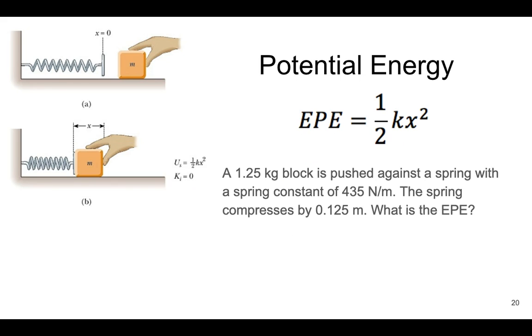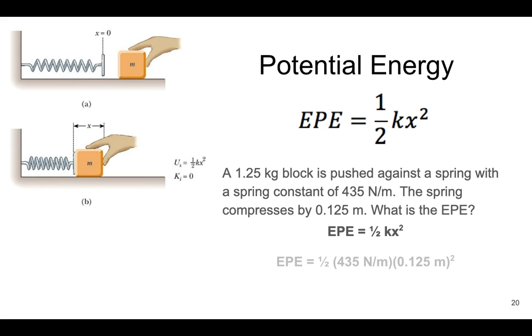So let's take a situation. We're going to take a 1.25 kilogram block. We're going to push it against a spring and just hold it there. The spring has a spring constant of 435 newtons per meter, and we will compress it by a distance of 0.125 meters. So what is the EPE, the elastic potential energy?